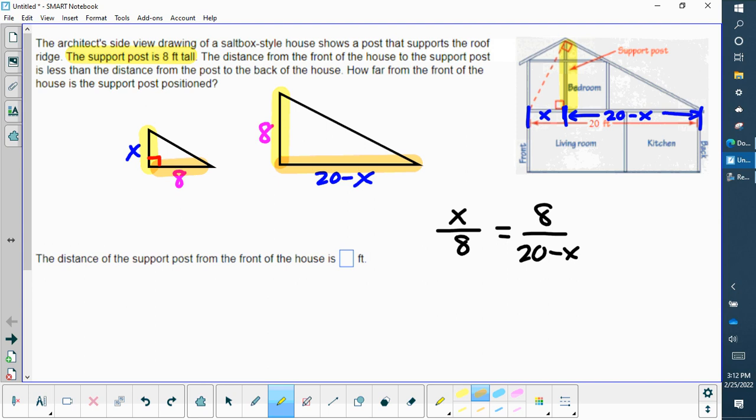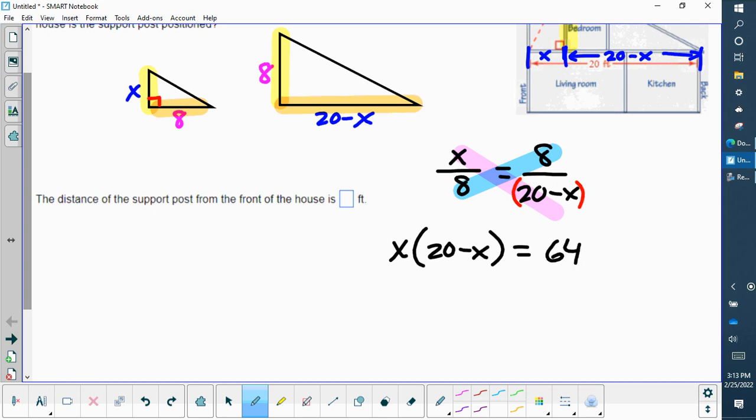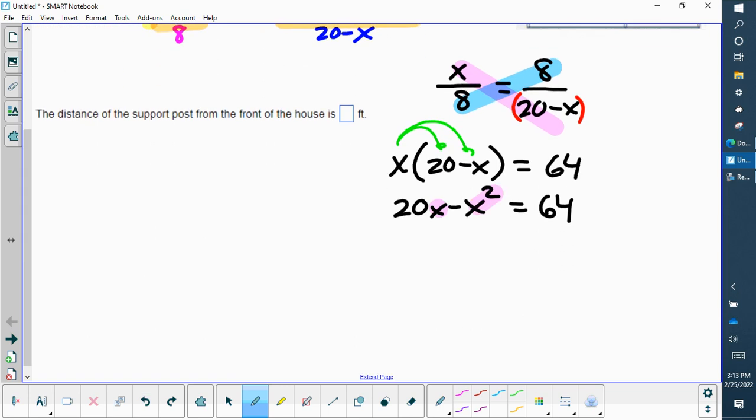Okay, here's where I cross multiply. This times this equals that times that. I also recommend incorporating some parentheses here. So if I write this out, I get x times (20 minus x) equals 64. I'm going to do a little distributing here. I get 20x minus x squared equals 64. Just seeing this x squared makes this problem a little more challenging, especially when I have a single x and an x squared. I'm probably going to have to do some factoring or the quadratic formula.